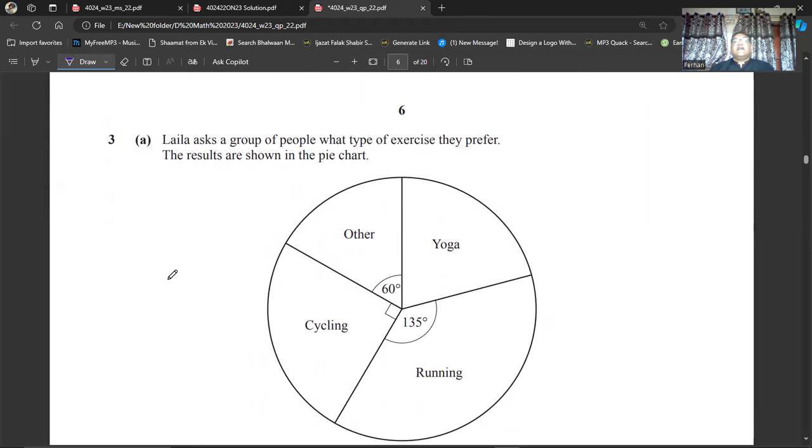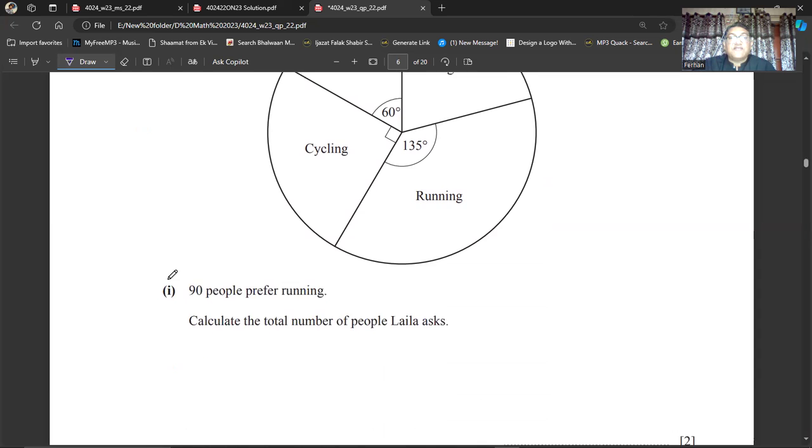He says, this is question 3A part. Laila asks a group of people what type of exercise they prefer. The results are shown in the pie chart. You know, the total angle in the pie chart is 360 degrees because it's a circle. The other exercises, 60 degrees, the cycling is represented with 90 degrees, and the running is represented with 135 degrees. For yoga, the angle is not given, but very easily we can tell the angle for the yoga.